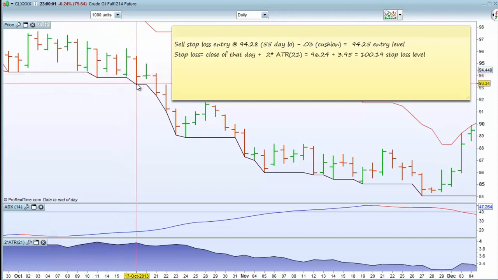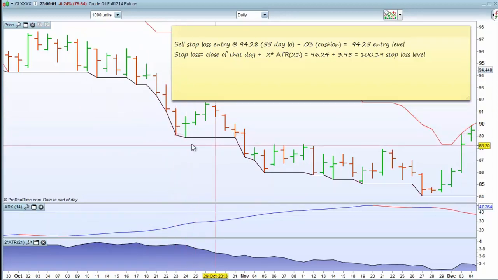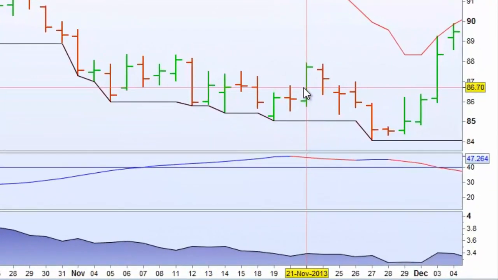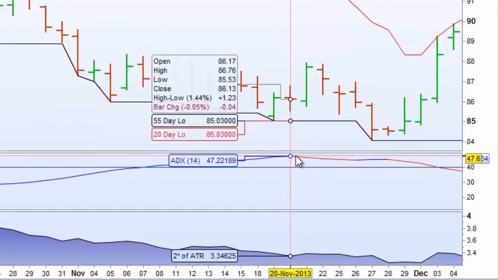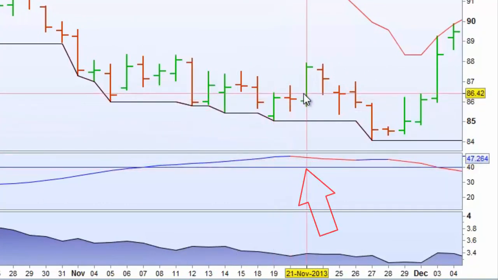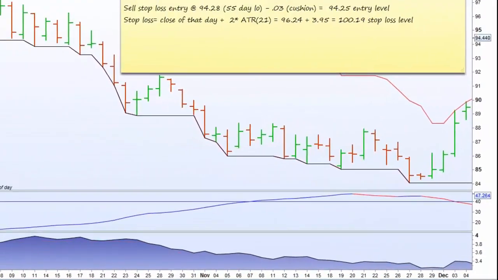And we continue on. Another new low close, we adjust the stop. Another new low close, we adjust the stop. So on and so forth. Now what happens is we don't get stopped out on any of these trades. You get stopped out over here on the ADX turn. Now the ADX turn level, you see here we go from blue to red on this day, and we are above the 40 line. So you would exit the market at 87.72.